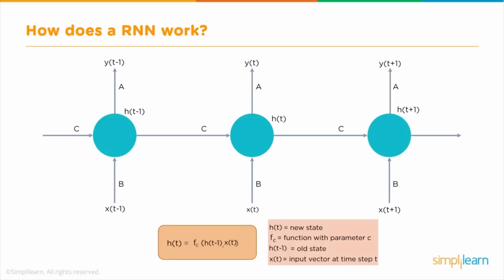And C is based on h of t minus 1. So our value is based on the y and the h value are connected to each other. They're not necessarily the same value because h can be its own thing. And usually we draw this, or we represent it as a function. h of t equals f of c, where h of t minus 1, that's the last h output, and x of t going in. So it's the last output of h combined with the new input of x, where h t is the new state, f c is a function with the parameters c, that's a common way of denoting it, h t minus 1 is the old state coming out, and then x of t is an input vector at time step t.